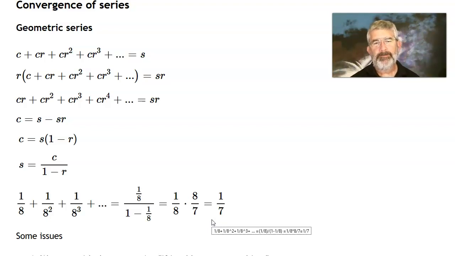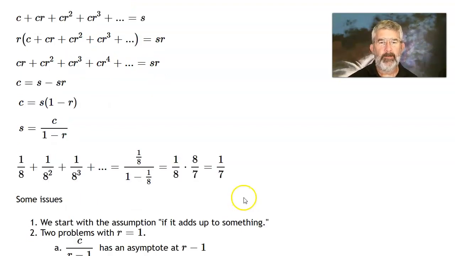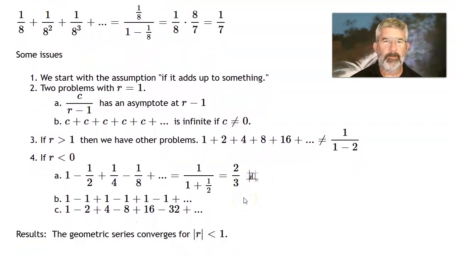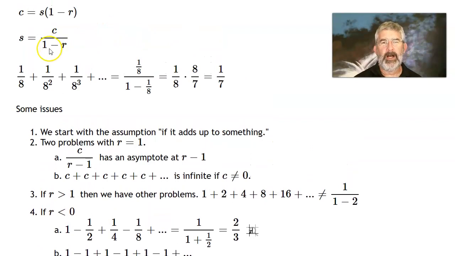Okay. Now, there's a couple of issues with this process. Right. Here we go. What are the problems? One, we started with the assumption that it adds up to something. But what if it doesn't add up to something? Then everything we just did is out the window. It doesn't apply, right? If you start with a false assumption, you can conclude anything you want, and it's meaningless. Okay, so if this did add up to something, then it adds up to that formula that we got. If it doesn't add up to something, then this formula is meaningless.